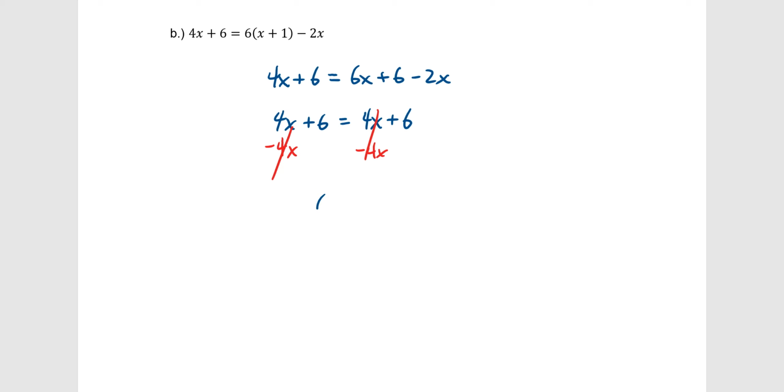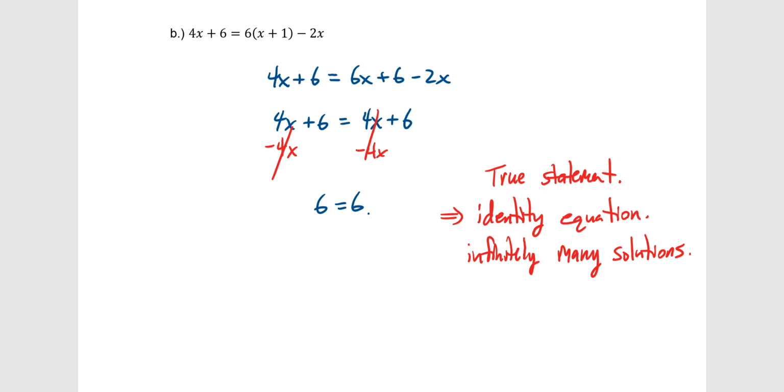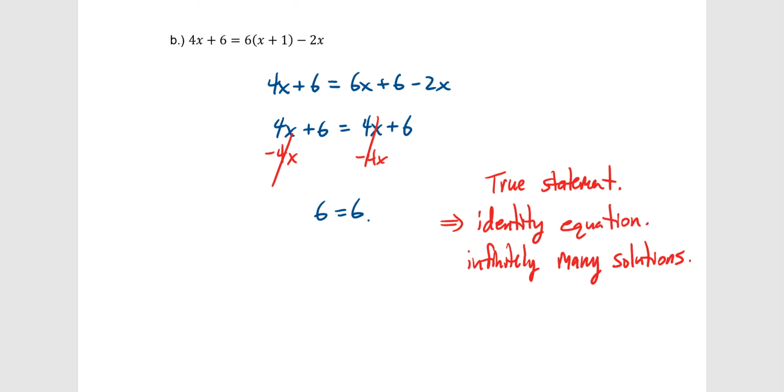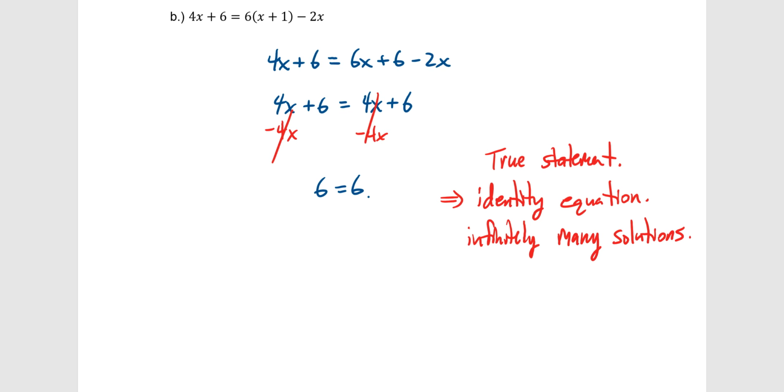We would be left with 6 equals 6. Once again, we could subtract 6 on both sides and get 0 equals 0, but this is enough to recognize what kind of equation it is. So this is an identity equation, and that means there are infinitely many solutions. No matter what value of x we plugged in, this will always be true. Okay, so that is it for this chapter.